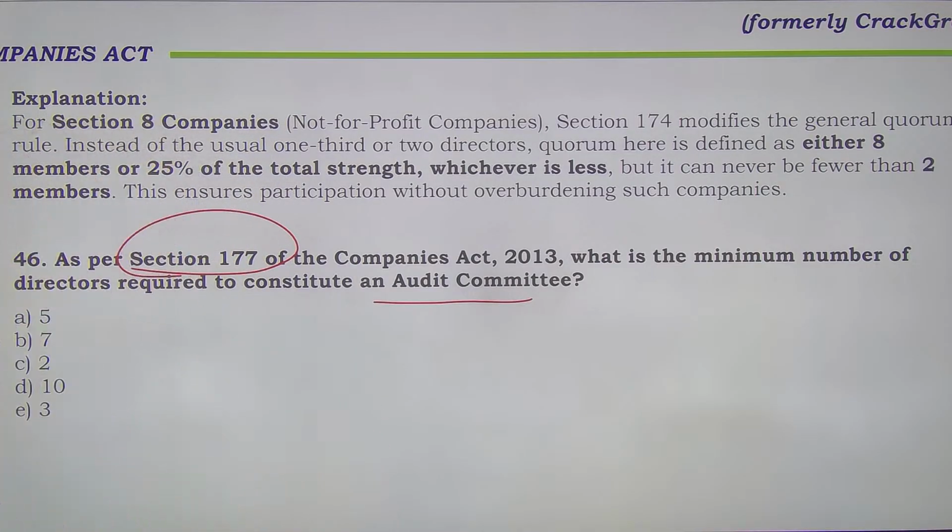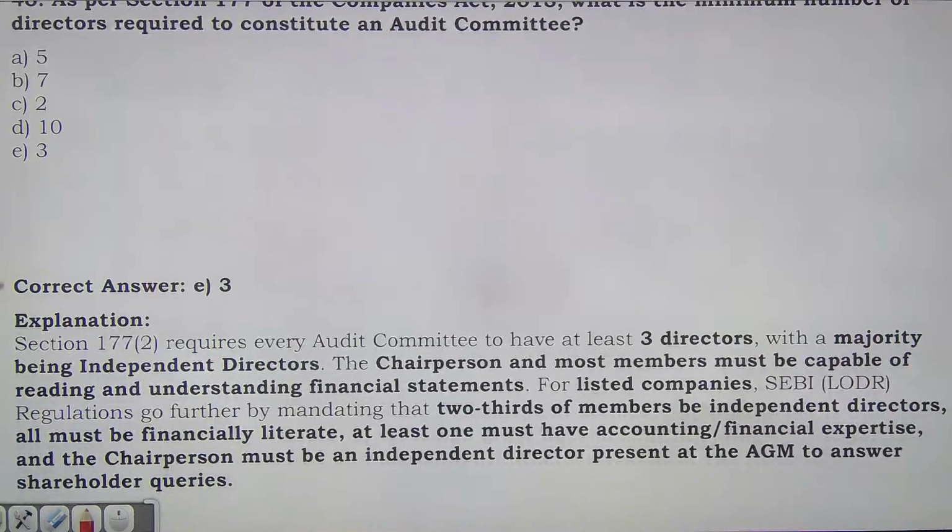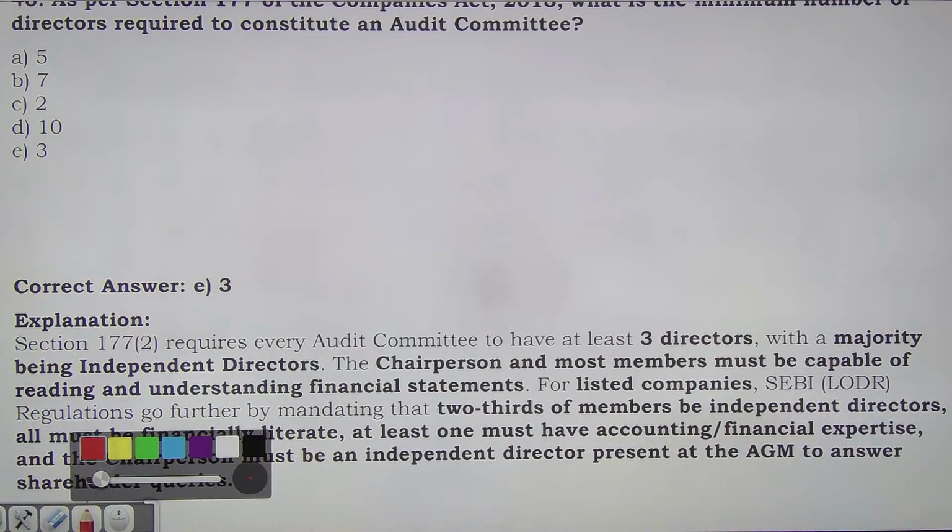So in order to form an audit committee, the minimum number of directors are 3. Okay. So 3 are the minimum number of directors and majority should be what? Should be independent directors. ठीक है.